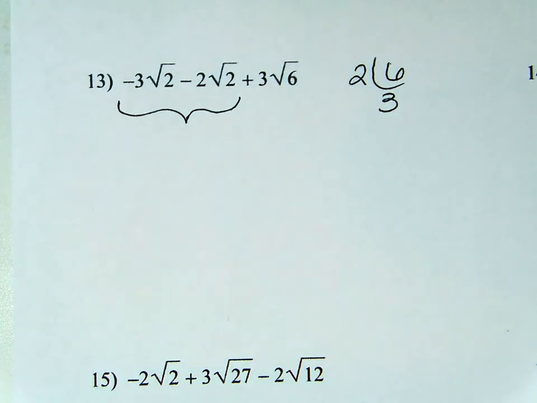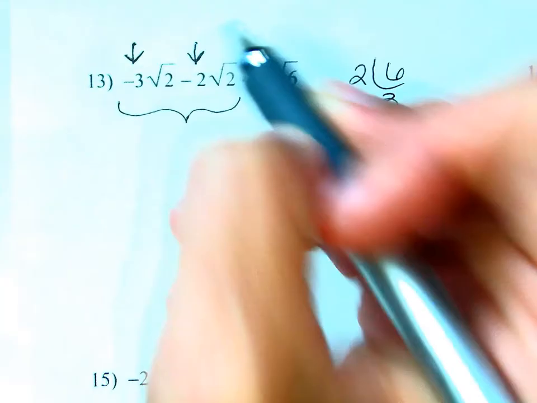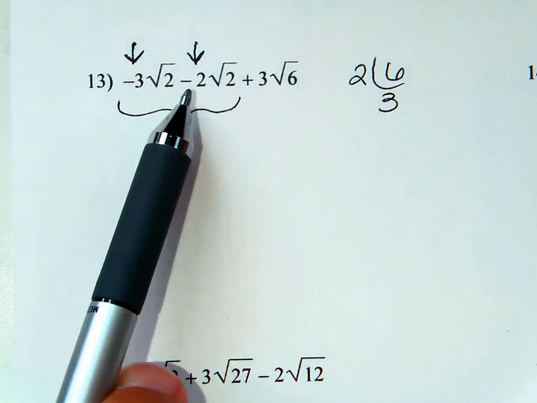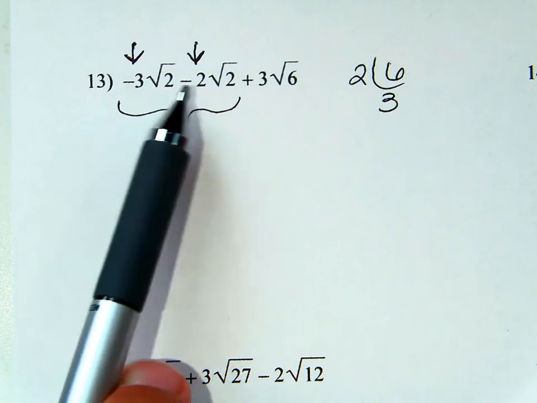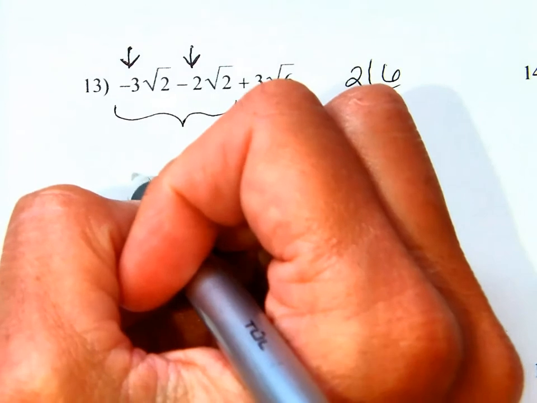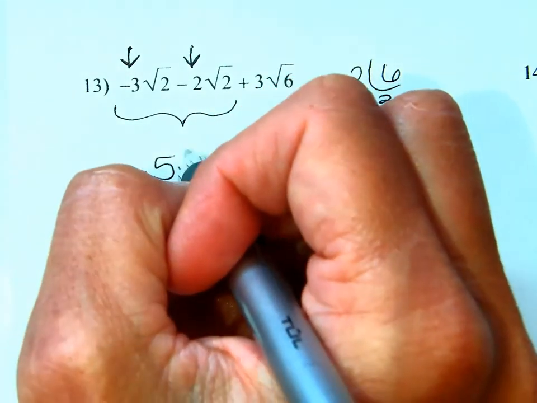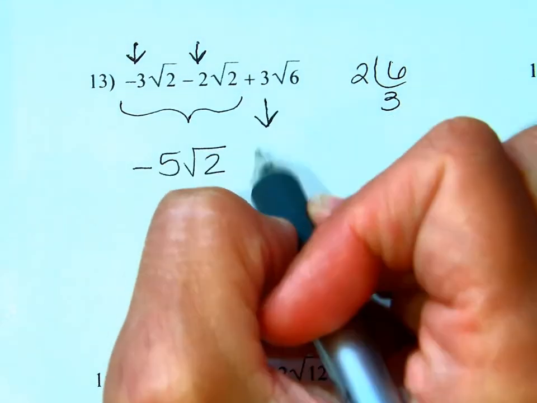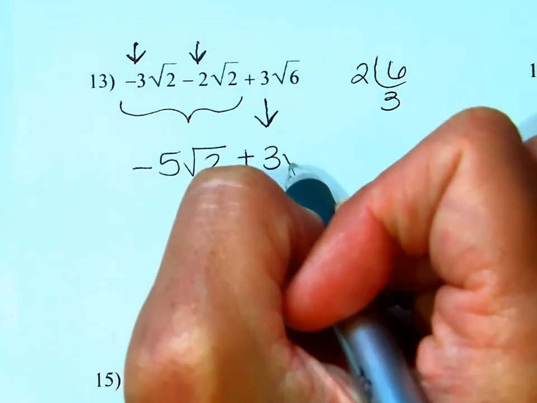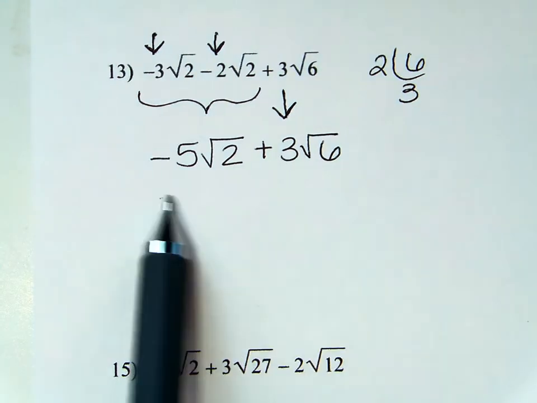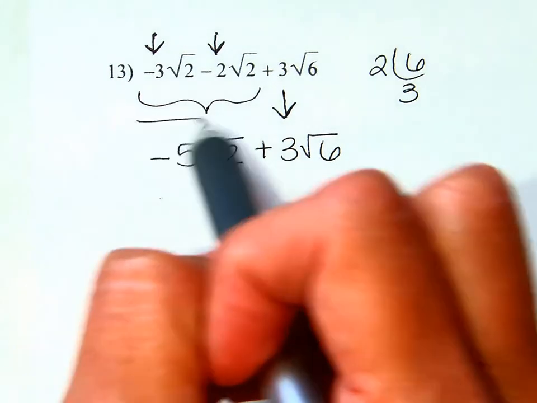When you combine radicals, you only combine the numbers in front, your coefficients. So when I put a negative 3 with a negative 2, since they have the same sign, we're going to add them and keep the sign, which is negative 5. And the radical is going to remain the same. And I'm going to bring this radical down because I could not combine it, and we're just going to write them side by side. This is my final answer for number 13.